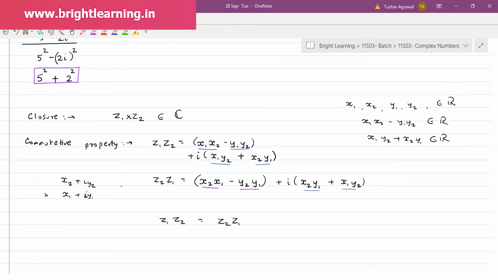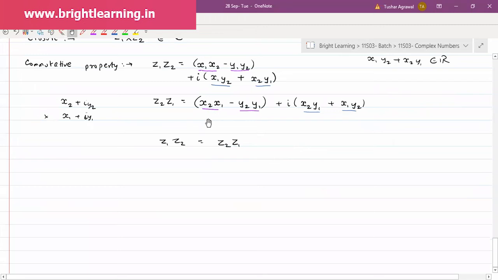Okay. Associative, I leave it to you. Associative, you have to do a very long calculation. It is just a verification, nothing more.